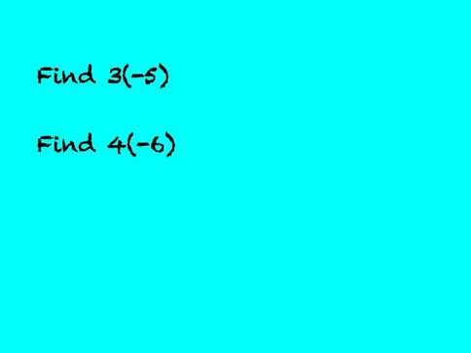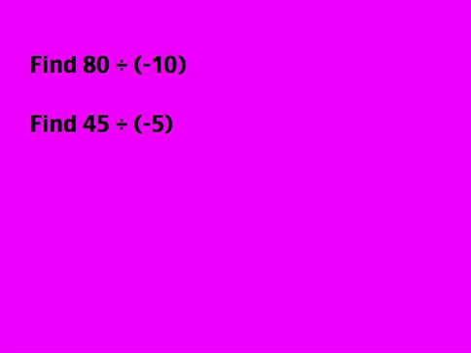Okay, so let's review this. 3 times negative 5, I have different signs here, so my answer is going to be, that's right, negative. So my answer here is going to be negative 15. And then down here it's going to be, right, negative 24. So here we're dividing different signs. So for the first one we have 80 divided by negative 10. That's right, it's going to be negative 8. 45 divided by negative 5. Hope you're thinking negative 9.